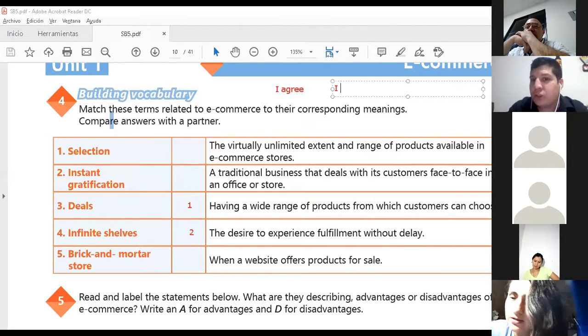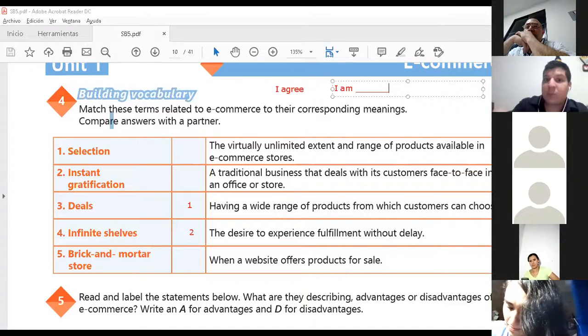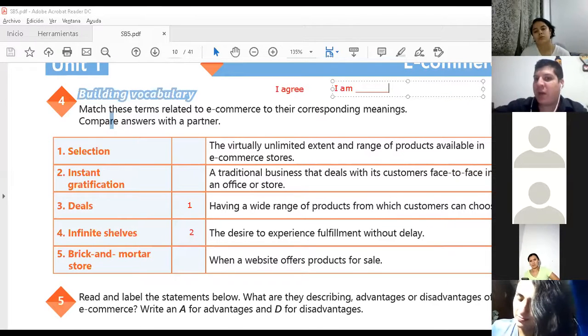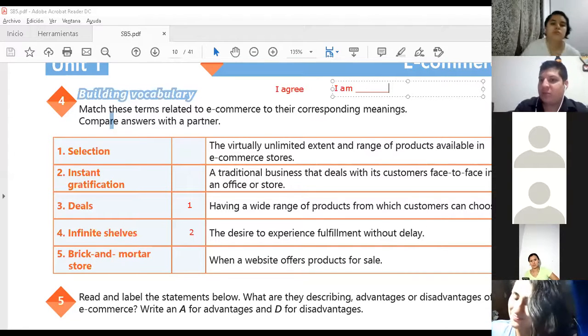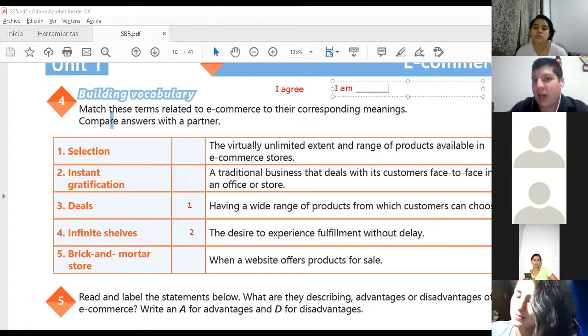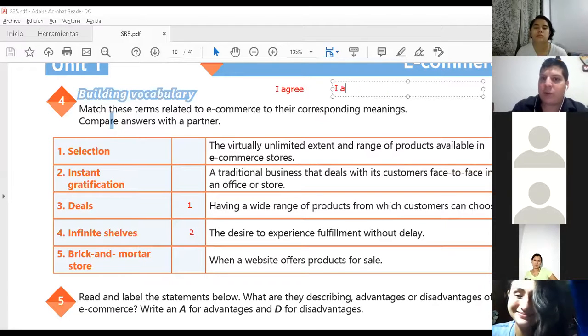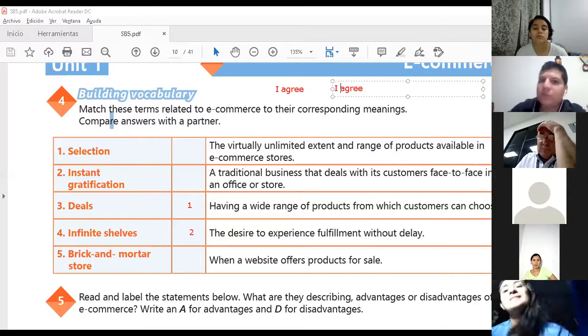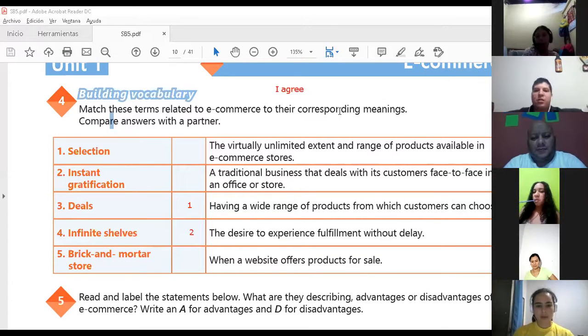Because if you use I am, the next thing that you're going to have to use, grammatically speaking, is either a complement, like in simple present, I am happy, I am in my house, or present continuous, I am traveling, I am waiting. Agree is a verb, so it is simple present. I agree. How do you say yo estoy en desacuerdo? I disagree. So I'm going to put it there. Go ahead and write it down.